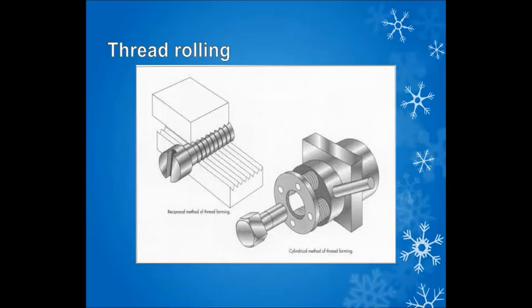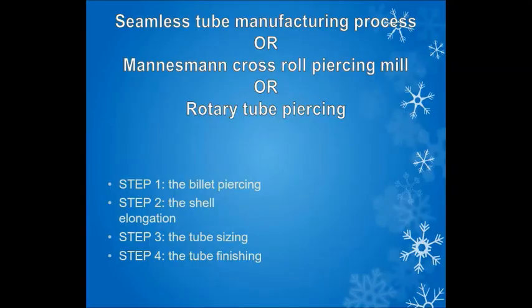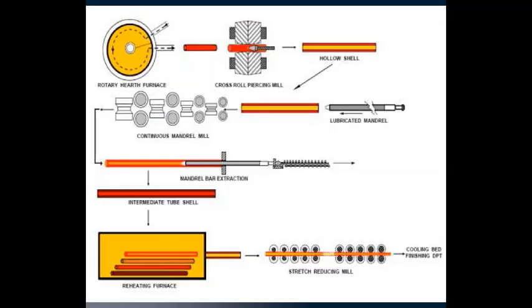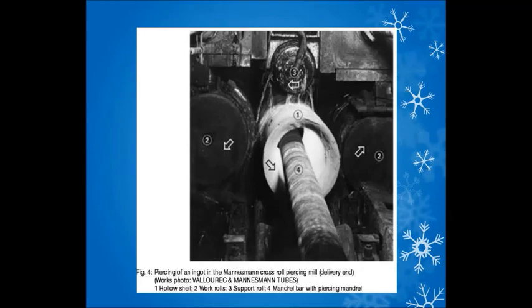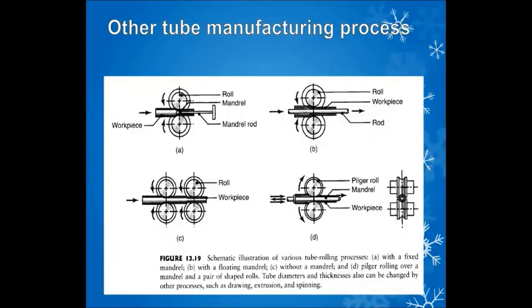Seamless tube manufacturing also uses the rolling operation. Rotary tube piercing, billet piercing, shell elongation. The schematic diagram shows the various operations that we can do for the piercing operation. The diagram is easy to understand for the piercing operation work. Tube manufacturing process: the diagram indicates the various methods of tube manufacturing.